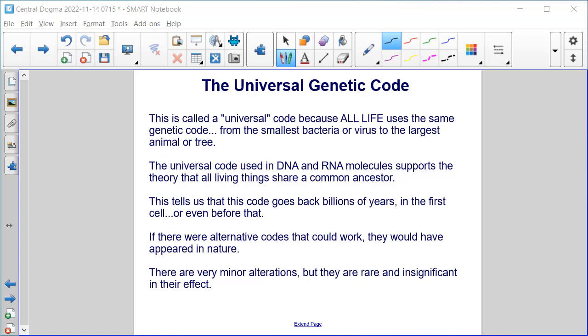The universal genetic code. This is called a universal code because all life uses the same genetic code, from the smallest bacteria or virus to the largest animal or tree. The universal code used in DNA and RNA molecules supports the theory that all living things share a common ancestor. This tells us that this code goes back billions of years to the first cell or even before that. If there were alternative codes that could work, they would have appeared in nature. There are very minor alterations, but they are rare and insignificant in their effect.